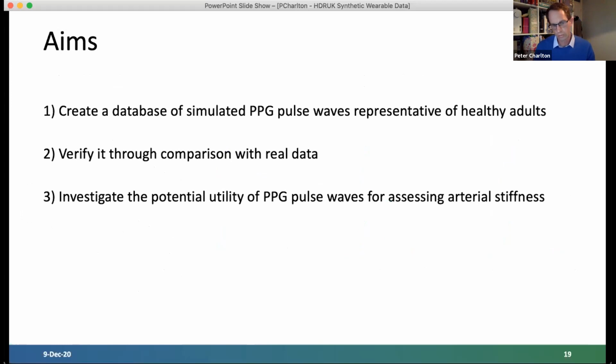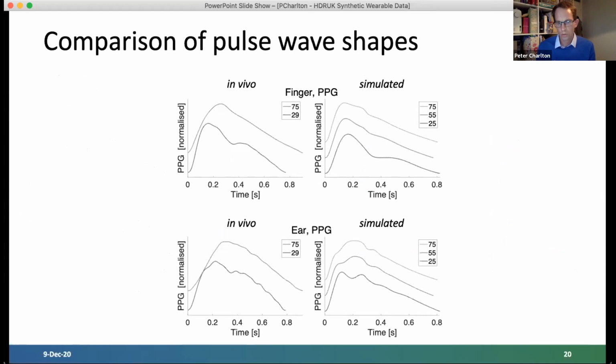So our next step was to verify the database through comparison with real data. This shows at the top finger PPG pulse waves and below ear PPG pulse waves. On the left from in vivo data acquired from healthy subjects, and on the right from our simulated pulse waves. And it shows how the pulse wave shape changes with age. So the finger PPG, you can see that this second peak disappears in the older 55 and 75-year-old simulated subjects. And below for the ear, you can see that the two peaks for a 25-year-old merge to become one for the 75-year-old.